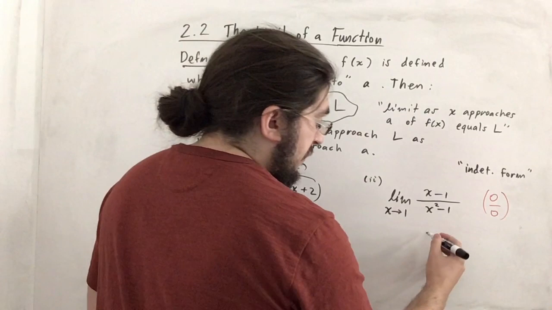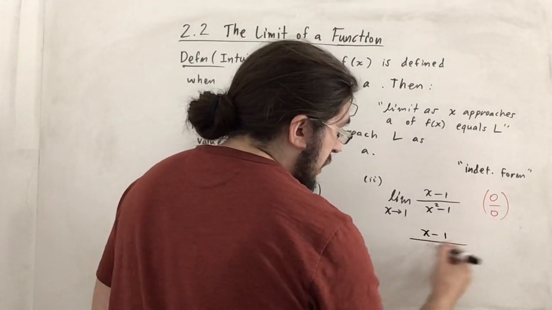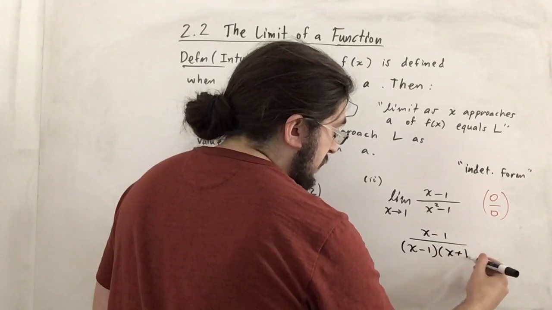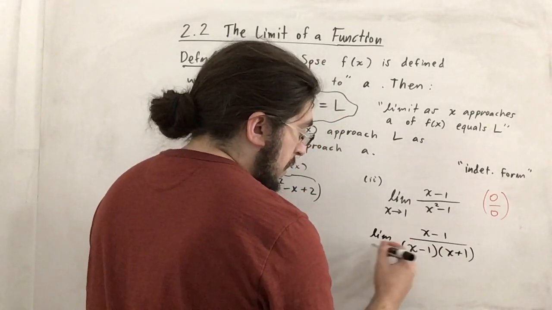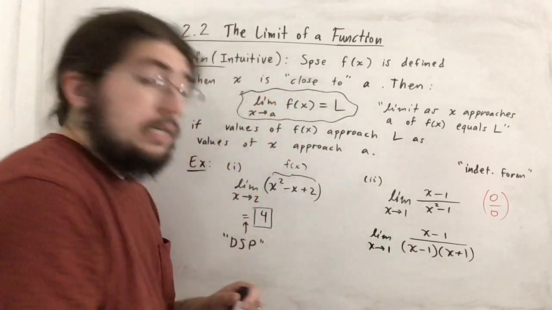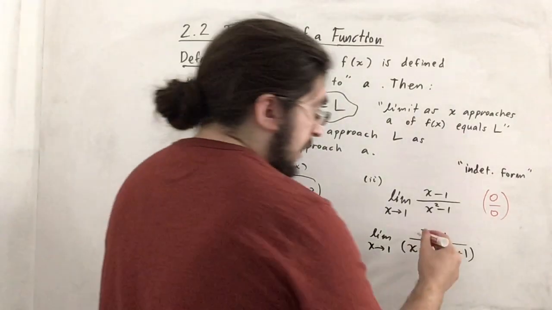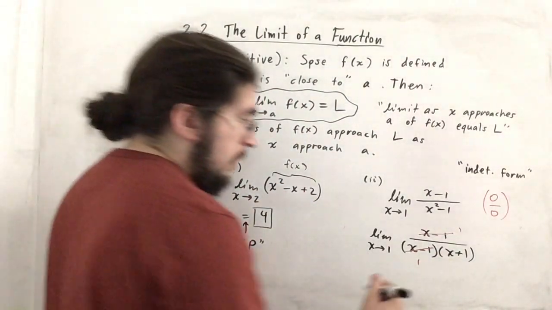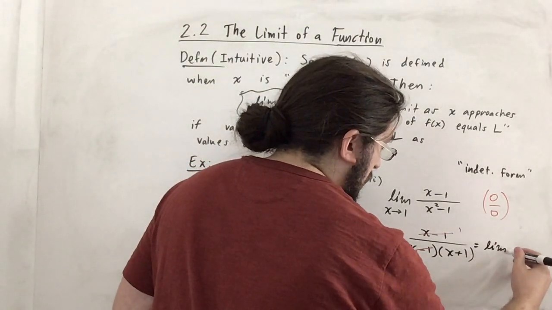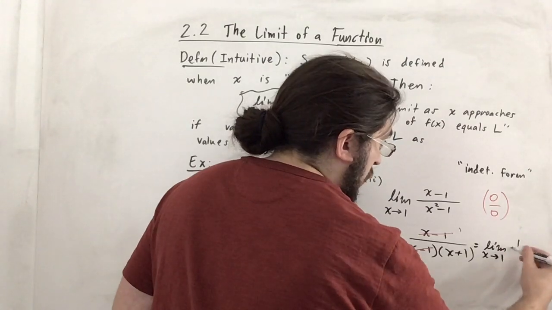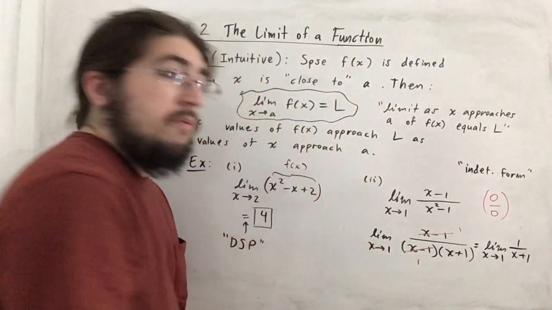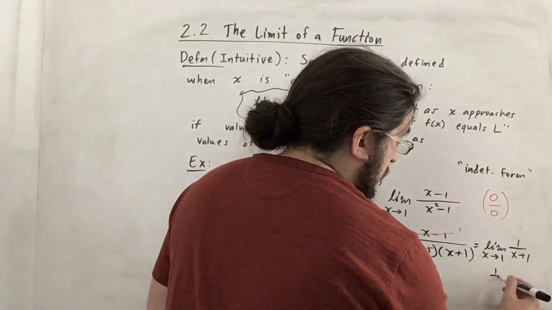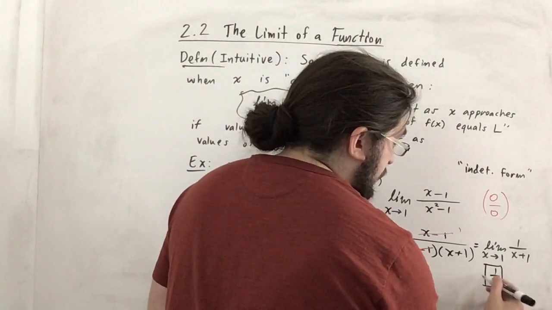Here we can definitely do that. If you factor the bottom in this case, it factors as x minus 1 times x plus 1 because of difference of squares from algebra. And now notice that you can actually cancel the expression x minus 1 on top and bottom. And really this is just now the limit as x goes to 1 of 1 over x plus 1. And now if we try DSP here, we get 1 over 1 plus 1, which is of course just 1 over 2. So here the limit is 1 over 2.